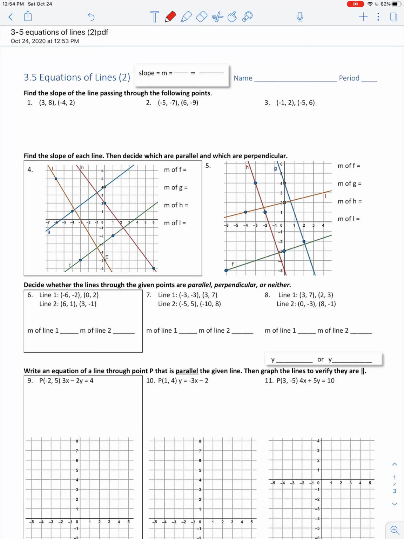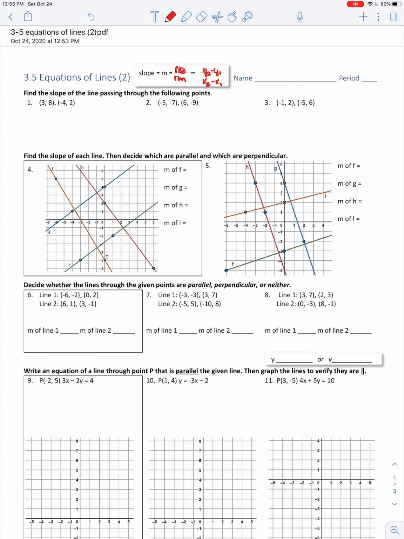So we start by remembering that slope is rise over run, or the second y minus the first y over the second x minus the first x. Because we've reviewed this already, I'm going to let you do 1, 2, and 3 by practicing finding the slope. But on number 4, we want to look at each of these lines and decide whether they are parallel, perpendicular, or neither.